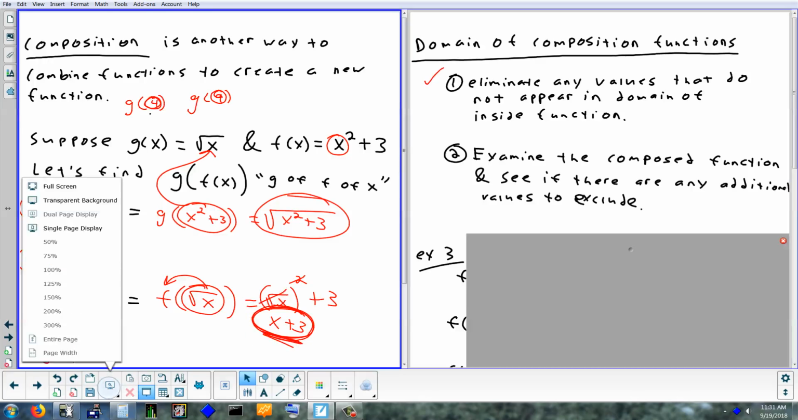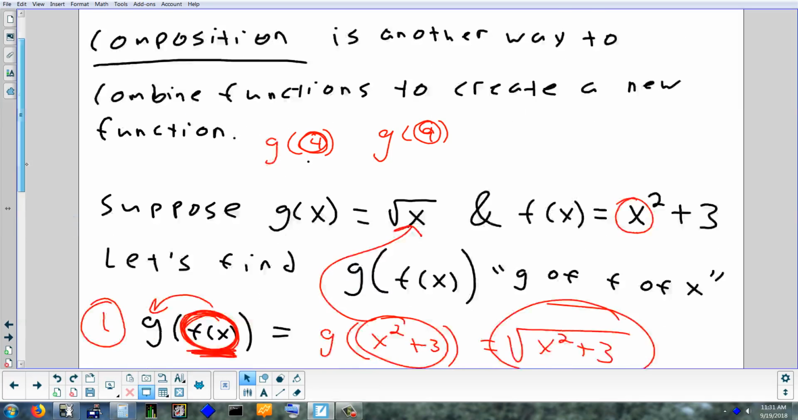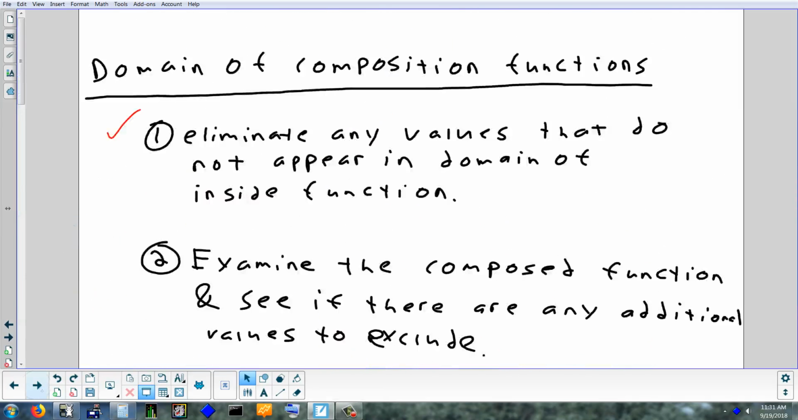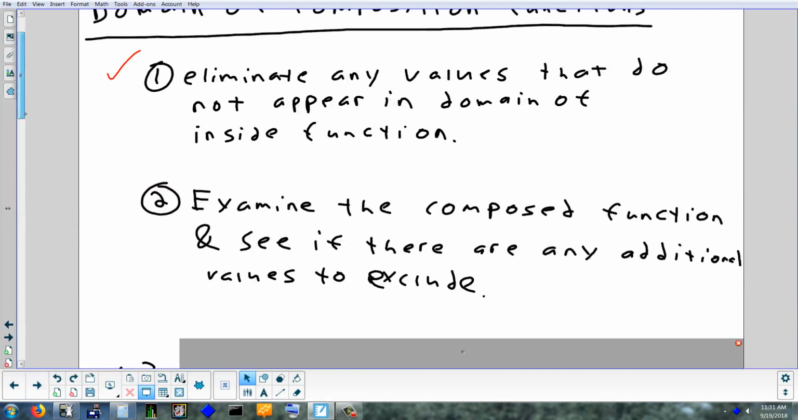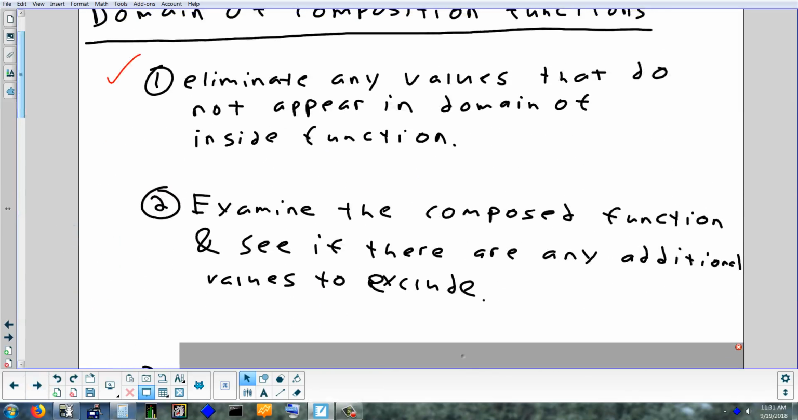So we'll try that. We're going to do a different example, but same thing. Does everyone that wants to copy those 2 steps have the 2 steps? So I'm going to check the inside function for anything I can't use. I'll check the outside or the final answer for anything I can't use. And then I'll write down whatever's left, all the ones that still work.